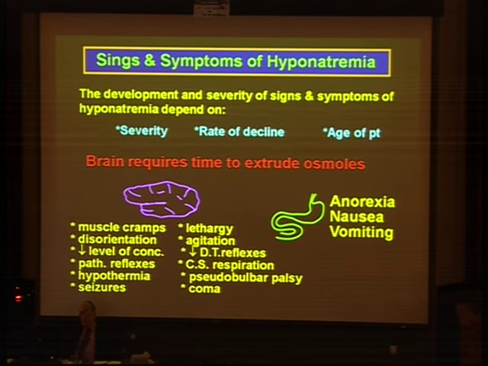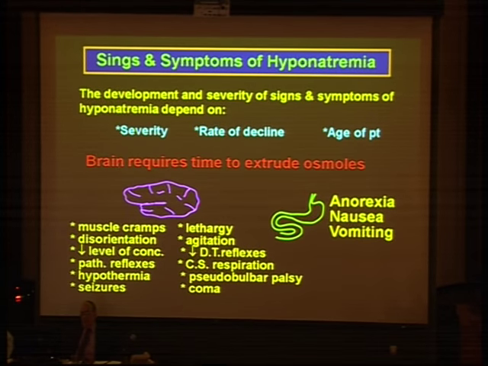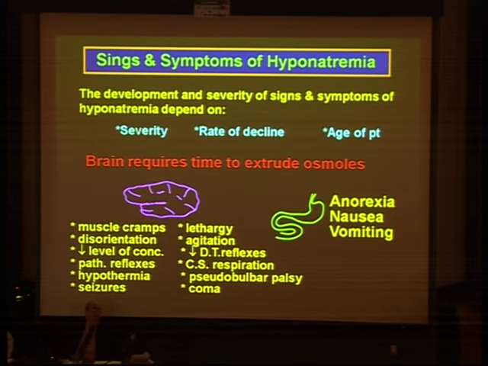The other system that is affected a lot is the GIT, when the patient starts to have nausea and vomiting, and this occurs a lot also during dialysis. But also volume problem might produce similar manifestation, actually. Not exactly, but might be similar.